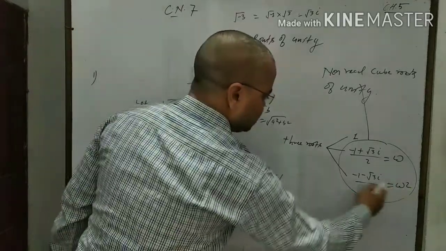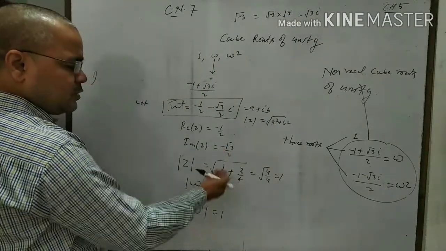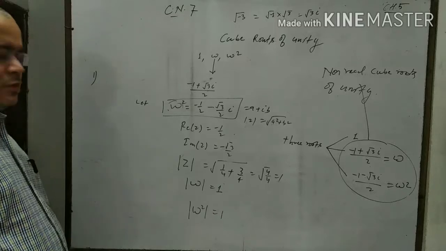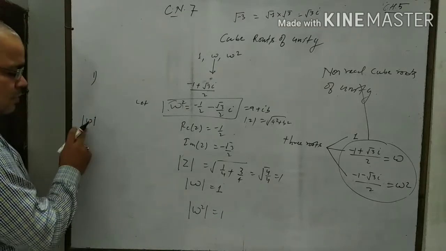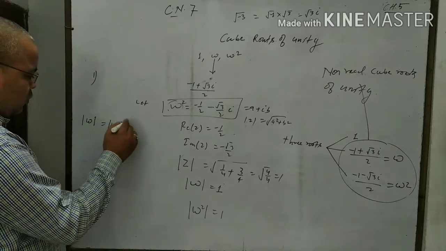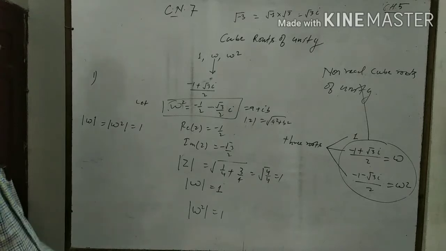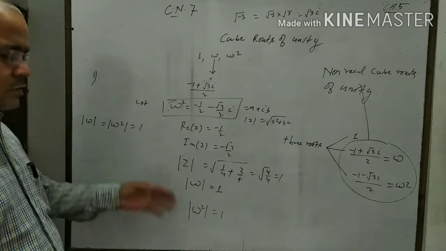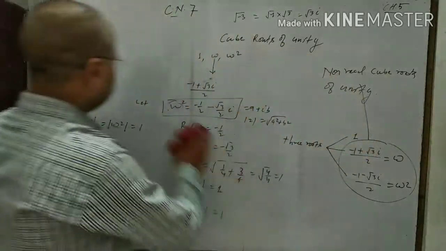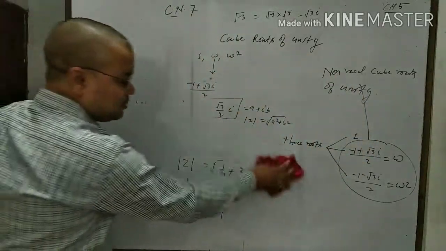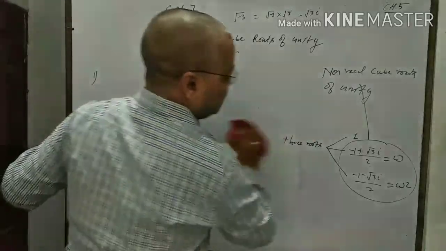What is this? Omega square is equal to minus, so its value will be minus. Again the square will be same. It means we can make a conclusion that modulus of omega is equal to modulus of omega square is equal to 1. In this way, this is also a characteristic of this. Now, the main concept, whatever I want to explain, is something different.